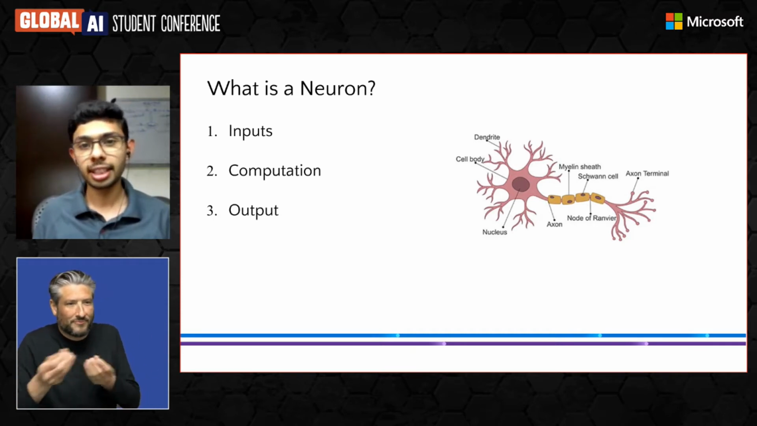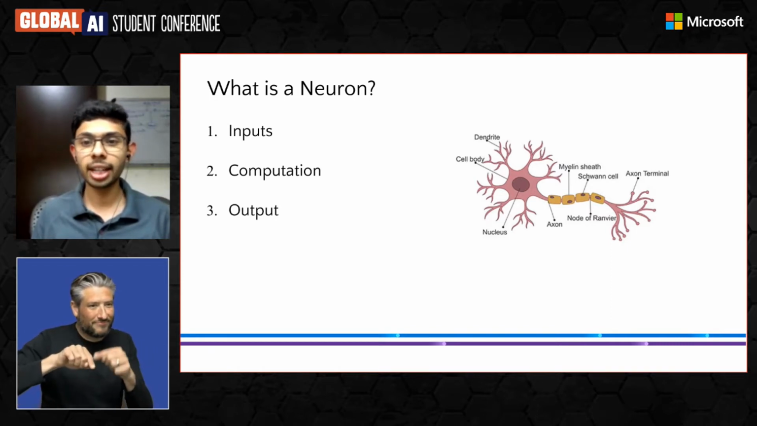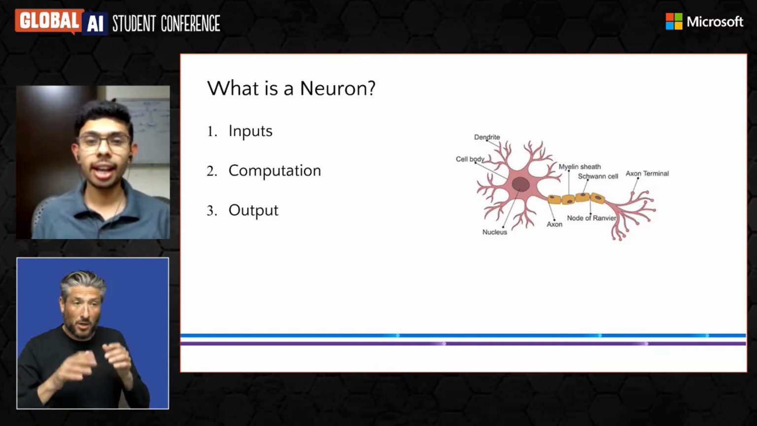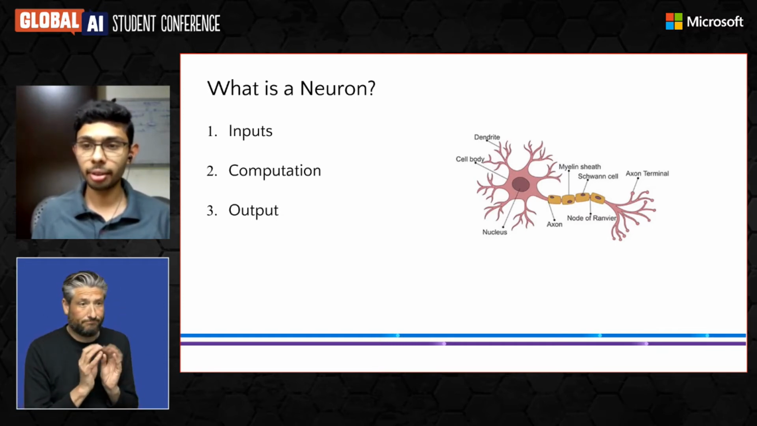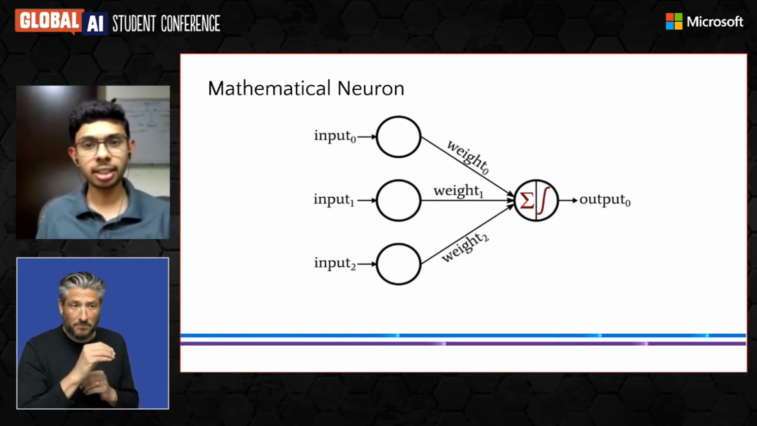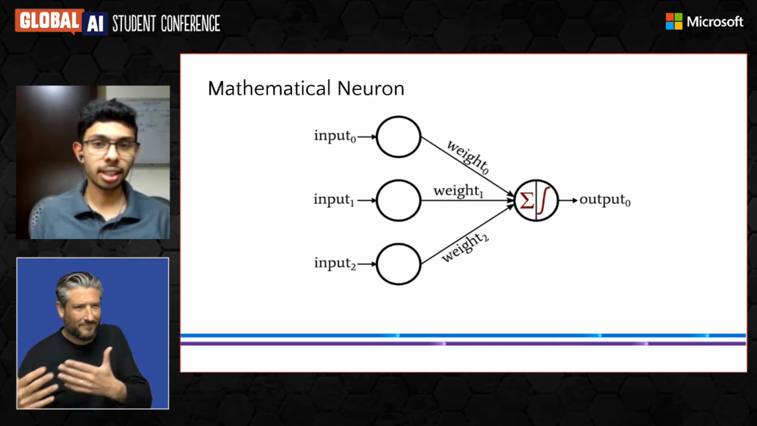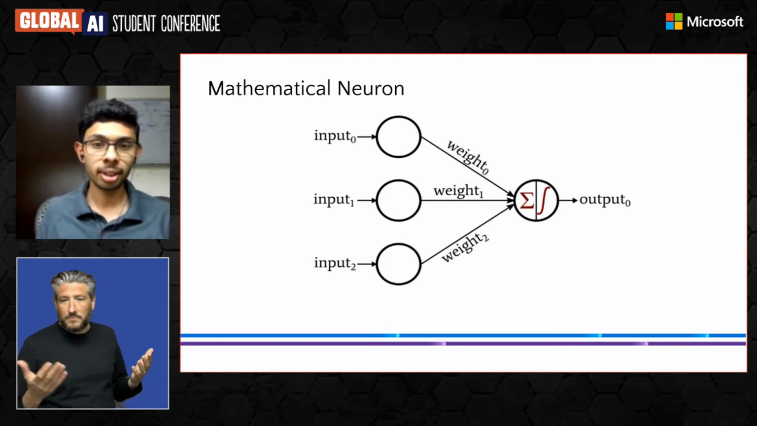So the dendrites are used for the inputs, you have some computation happening as it travels through the neuron, and then you have the outputs coming out of the terminals. In a mathematical sense, in a very simple way, it's been converted into a mathematical model.